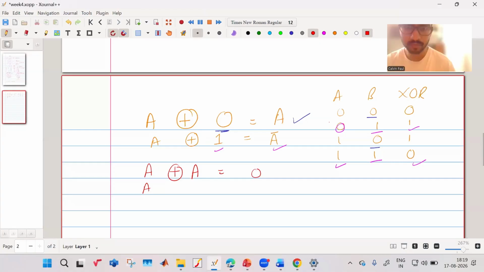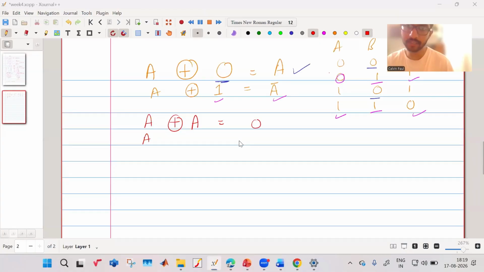Yeah, sorry for the inconvenience. So now, let's see. We understood that A XOR A is 0. What will be A XOR A bar? 1.